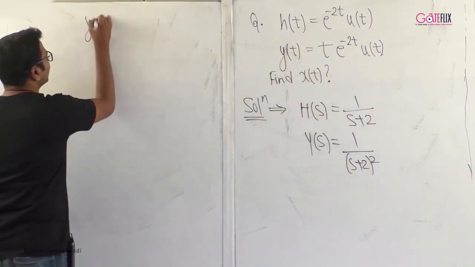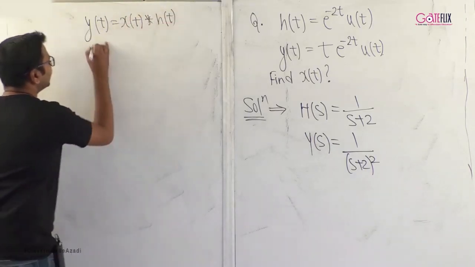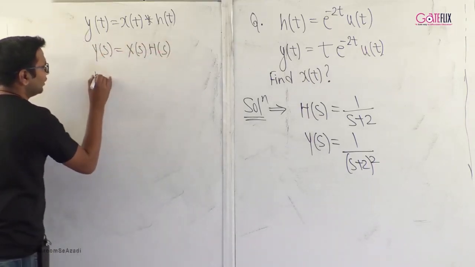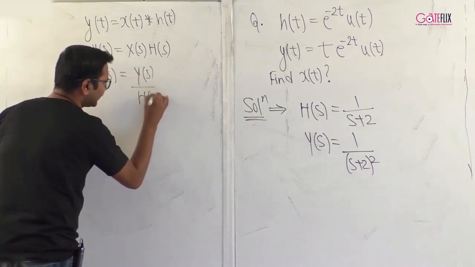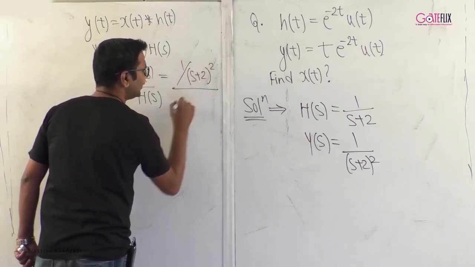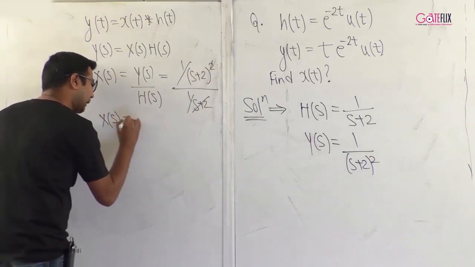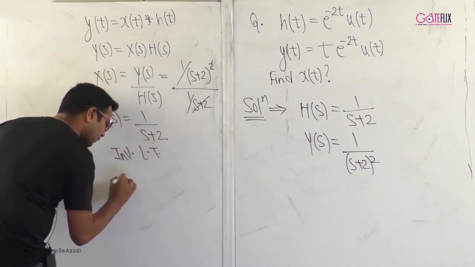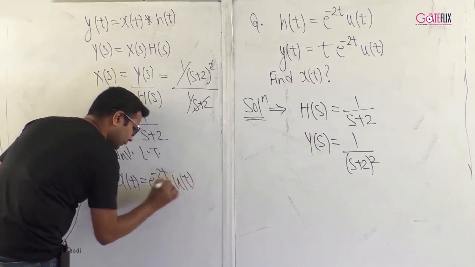Therefore, we know y of t is x of t convolution with h of t. Therefore, Y of s will be X of s into H of s. Therefore, X of s comes out to be Y of s divided by H of s. So, this will be 1 upon s plus 2 whole square divided by 1 upon s plus 2. So, X of s comes out to be 1 upon s plus 2. If you take the inverse Laplace transform, x of t comes out to be e raised to minus 2t into u of t.